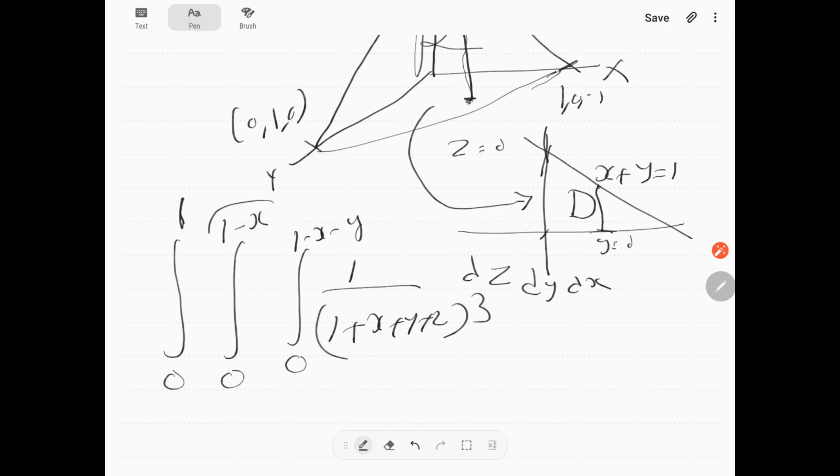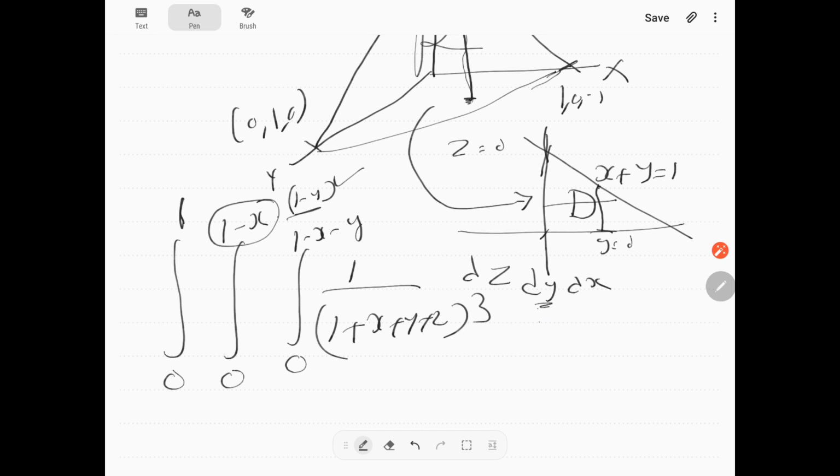Somebody may change this as 1 minus y also. That means they are doing the integration with respect to x and next y. 0 to 1 minus y, 0 to 1 is also correct. In the 1 minus x, you may have 1 minus y also. This is also correct. If you write 1 minus y, then there are the limits for x. Here you need to change it as dx dy, not dy dx.